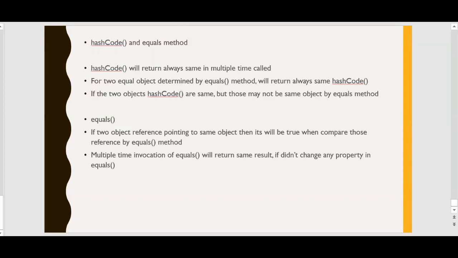The hashCode is the value that determines, we can say, the identity of that object. The hashCode will always retain the same value across multiple calls, which means that we are assigning one unique value to the object and it will always get the same value for that particular object.